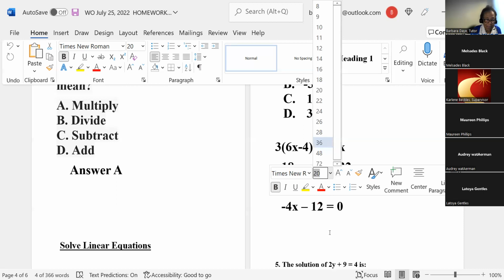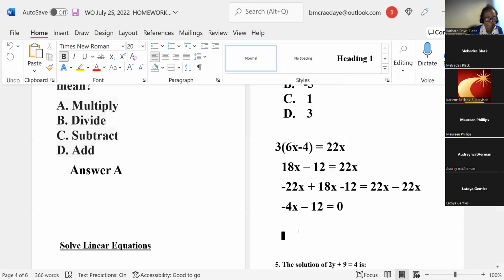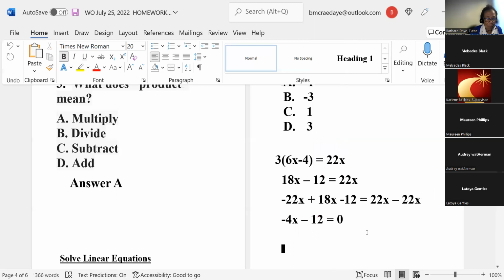Okay, so what's your next step, Latoya? Then I divide by 4 on both sides. What do you do with your 12? Oh, I add my 12 on both sides. Okay, so she added 12 to both sides. So let's just do that.